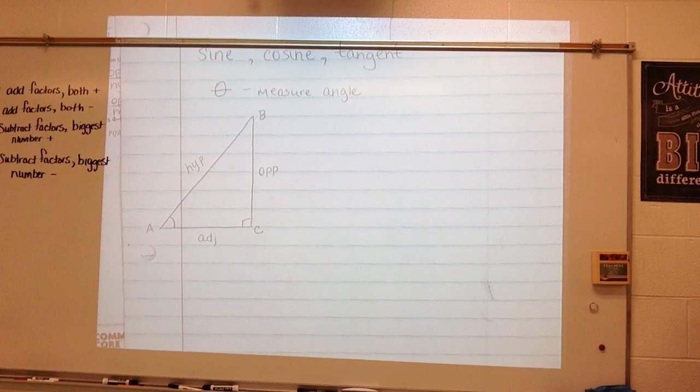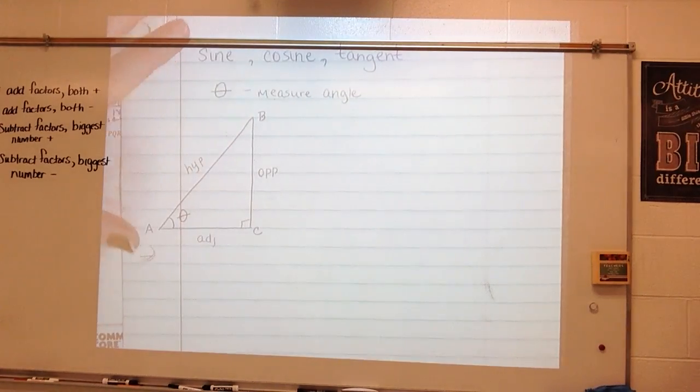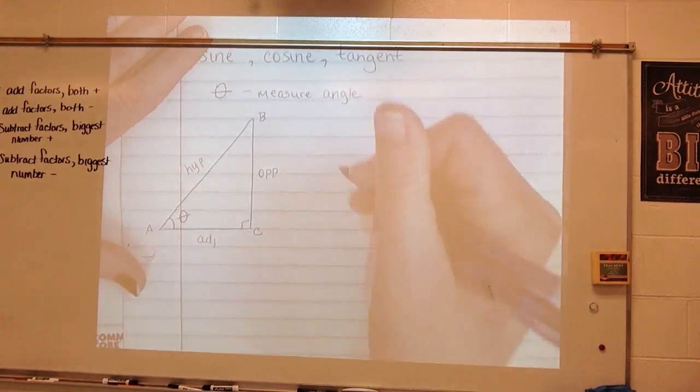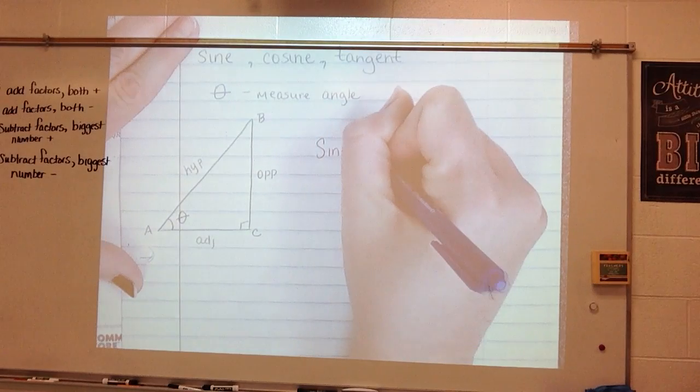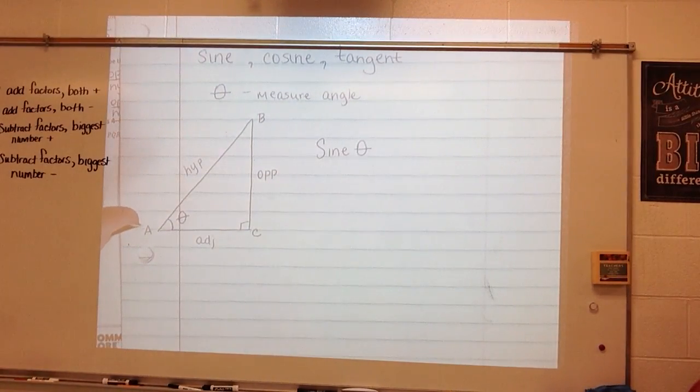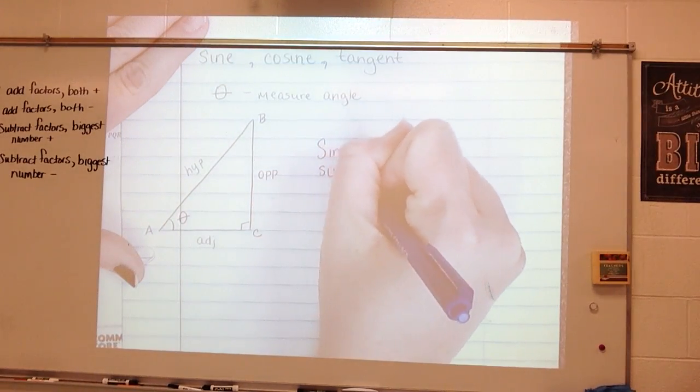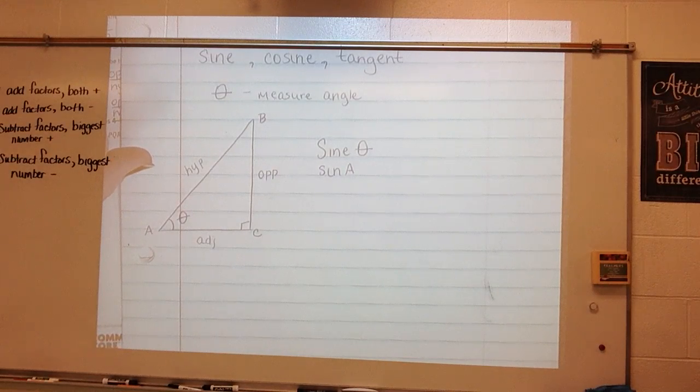So we're going to use this to represent the angle measure of angle A. All right? So let's talk about sine. If I want to find the sine of my angle, in other words, the sine of angle A, we would write it this way, or we could write it the sine of A. So here's how I find sine.